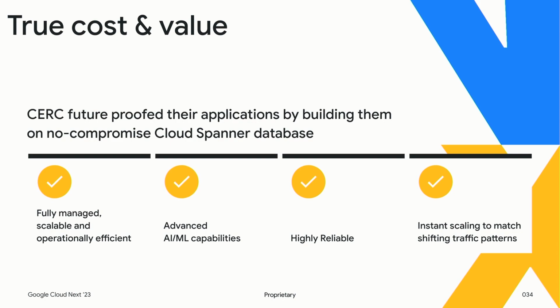And last but not least, when I think of true cost of ownership, it includes operational cost, licensing cost, hardware cost, and maintenance cost. If you have a maintenance window, then there is the cost of lost opportunity. In CERC's case, because they are using Spanner, their true cost of ownership is really awesome, and they're very happy about it. With that, I'm going to give it back to Andre to help us close.